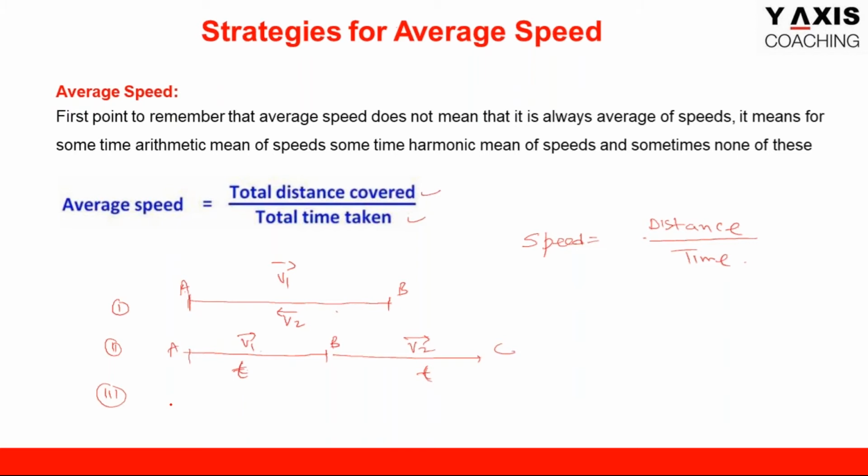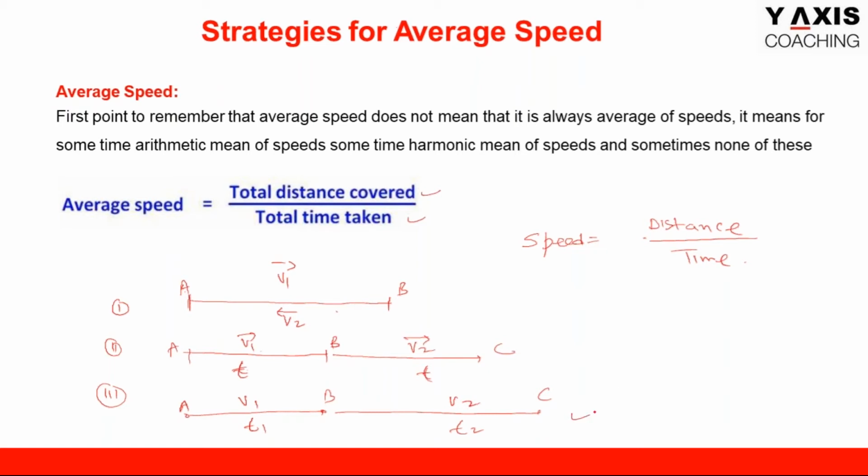And there could be a third scenario where nothing is constant. Like in the first case distance was constant, in the second case time was constant, and in the third case maybe nothing is constant, or we can say everything is varying. Then how do we get that? Let's see the case. Maybe from A to B, the time taken is T1 and average speed is V1, and from B to C, time taken is T2 and average speed is V2, something like that.